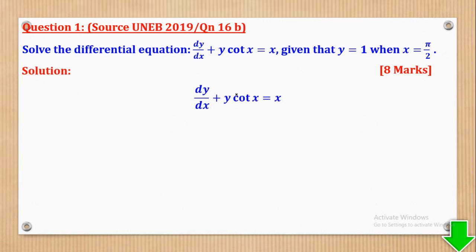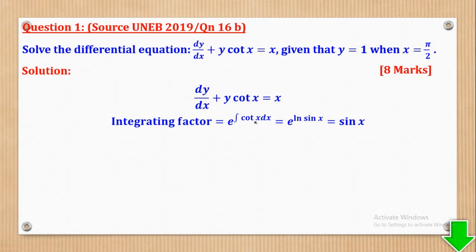So this is the differential equation. Now here the coefficient of dy/dx is positive 1, meaning that the coefficient of y will now be our value of p. Therefore p is equal to cot x. And now that I've got p, the integrating factor r is equal to the exponential of the integral of p, which is cot x dx.